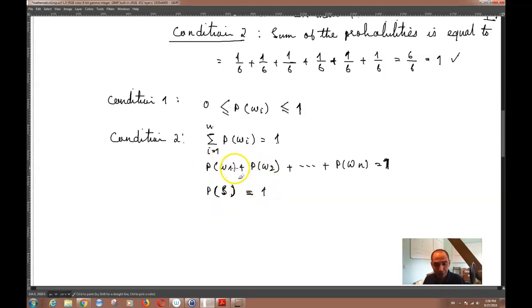And here, of course, if you put all of these omega of i's together, you will get some set, which is basically your sample space. And of course, you know that the probability of your sample space is always equal to 1, and therefore the assignment is in this case valid.